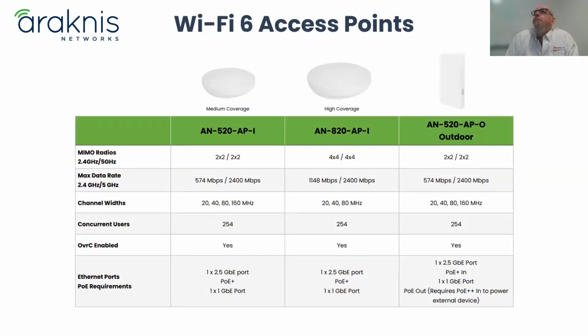But overall, the 520 is a 2x2. One of the big things is it's now increased its concurrent users up to 254. And that means how many conversations can the access point be having with authenticated devices and devices trying to authenticate?